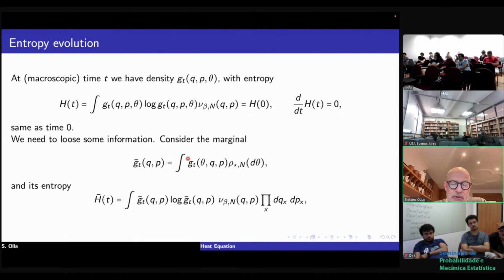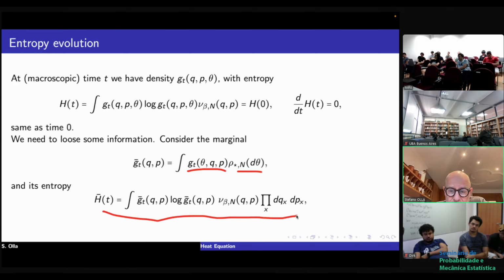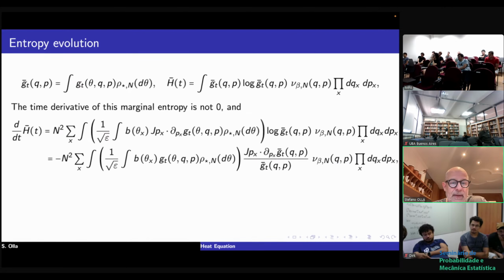Let's lose some information. So I just integrate the density at time t with respect to theta. So I don't want to look now at the angles theta. I integrate on that. So I lose some information, and I can consider the relative entropy with respect to the equilibrium measure of the particles, with respect to the Gibbs measure, and how does it evolve? Well, now I lost some information, so I should maybe see the entropy changing in time. And so this is the quantity.